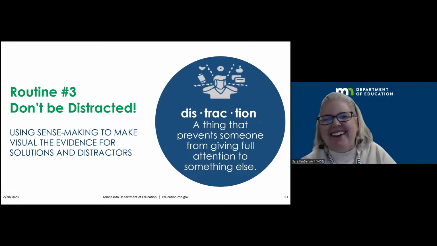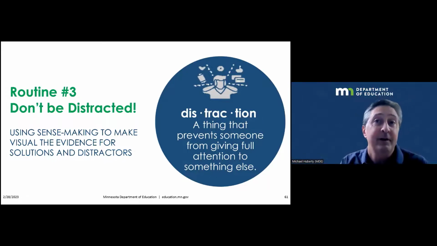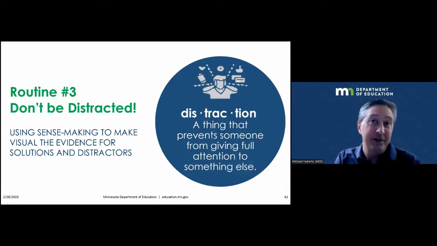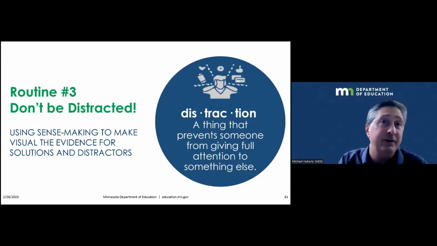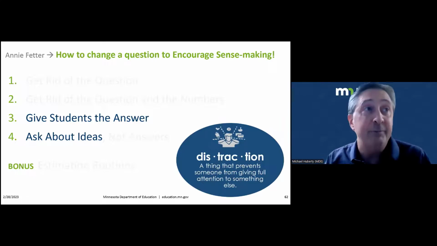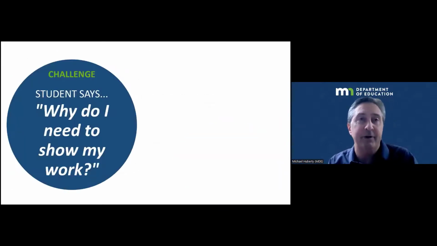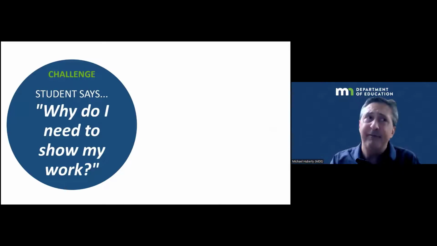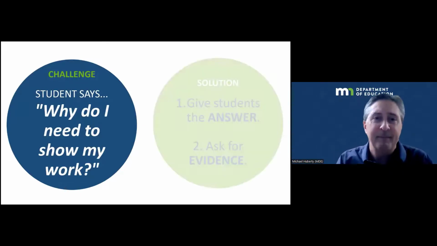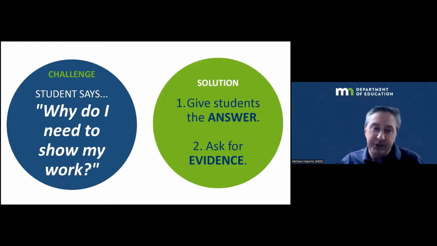Focus. Good job. Routine number 3, we're wanting to use sense making to make the evidence visual for the solutions and also distractors. Going back to Annie Fetter's, this routine is going to be giving the students the answer and asking them about their ideas about how those answers came up, and not just the correct answers, but also the incorrect answers. You may have had a student say, why do I need to show my work? And sometimes they have the right answer and they're like, I don't need to show my work. Did I get it right?